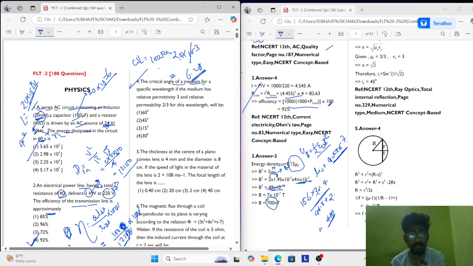A medium for a specific wavelength has relative permittivity of 3 and relative permeability of 2 by 3. The critical angle for this wavelength will be? Critical angle you have to calculate, critical angle theta C.